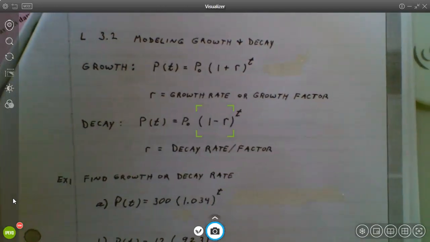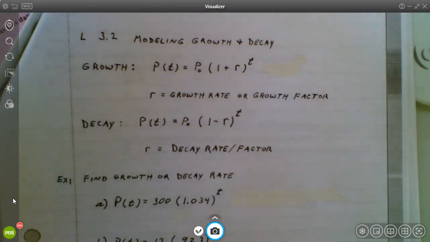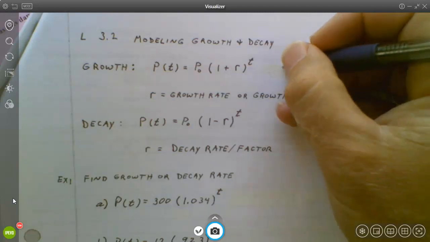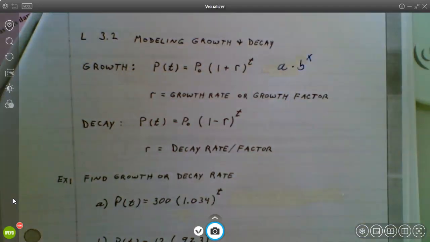Hey guys, so lesson 3.2 should be a pretty short one. Just looking at some growth and decay models. Notice the layout of the formulas that we're working with on this really are the same as what we did in 3.1. It still fits the model of something times something to the x power, right?